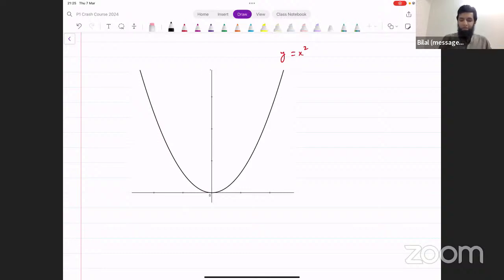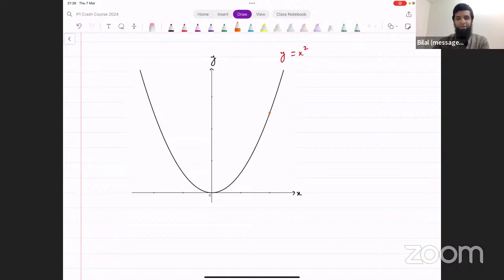Now, we have y-axis here, and we have x-axis here. If I were to ask you, what is the gradient of this curve? What would you say to that? What's the gradient of this curve? Any idea? How would you answer that? Can you give me a number for that? 2? Is the gradient of this curve 2?